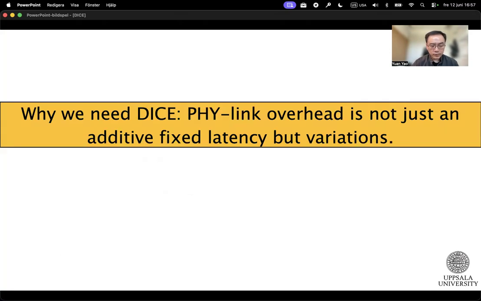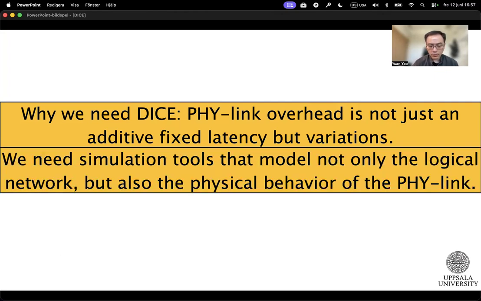By looking at these examples, the takeaway is PHY link overhead is not just an additive fixed latency. It is shaped by packet delay distributions, contentions, synchronizations, which are all affected by the detailed PHY level behavior such as errors, packet resending, error code encoding and decoding. Thus, we need simulation tools that model not only the logical network, but also the physical behavior of PHY links.